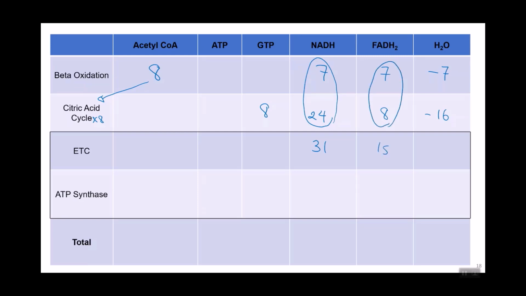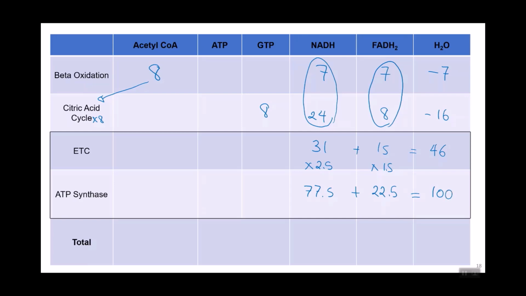When they pass their pair of electrons through the chain, remember complex 4 will make a water molecule. So we'll actually make 46 water molecules in the ETC, or 31 plus 15. We can then use the P/O ratios to figure out how much ATP is made. So 31 times 2.5 equals 77.5, and 15 times 1.5 will give you 22.5. If we add up these numbers, we'll get a total of 100 ATPs made by ATP synthase, along with 100 water molecules made at that beta subunit.